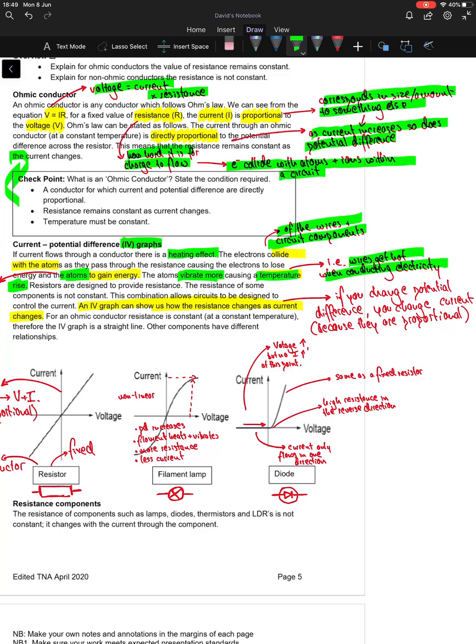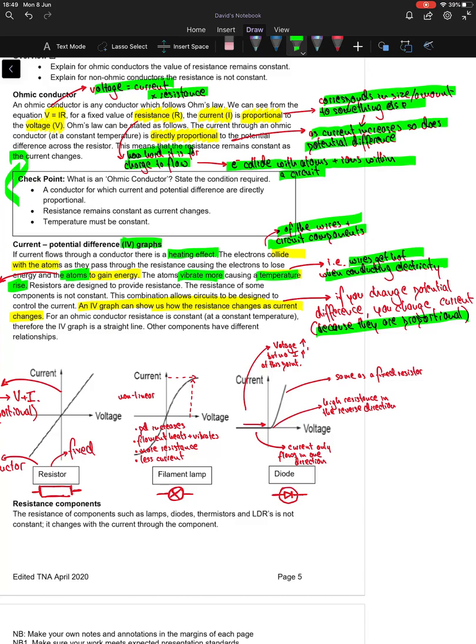That's what's causing it. The electrons are bashing into it. Now, the resistance of some components is not constant. The combination allows circuits to be designed to control the current. An IV graph can show us how the resistance changes as current changes. So if you have a change in the potential difference, you can change the current, because as we said at the top, they are proportional.